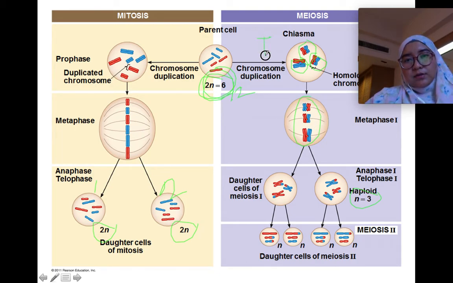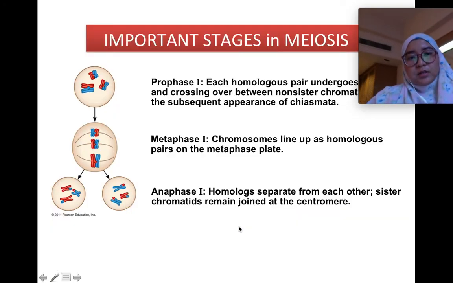So, there are 3 events that contribute to genetic variation. The first event is crossing over, the second event is independent assortment, and the third event is the random fertilization by the sperm. Alright, so the important stages in meiosis: we have prophase 1 because of the event of crossing over during prophase 1. Okay, this is an important event you could remember.